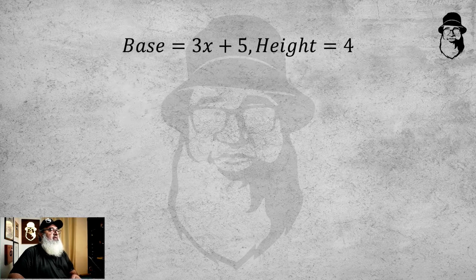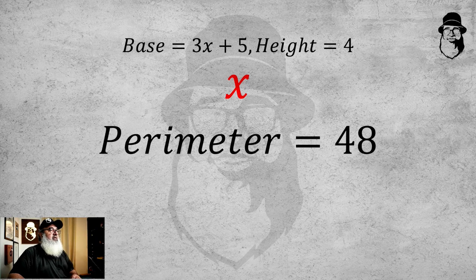A rectangle has a base of 3x plus 5 and a height of 4 units. Find x given that the perimeter of the rectangle is 48.